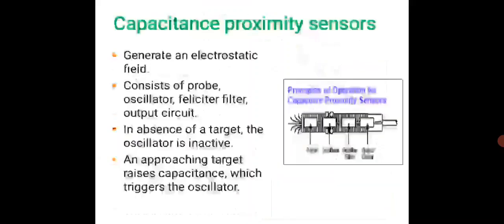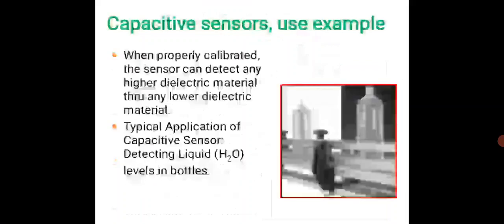And capacitance proximity sensors. Once you talk about capacitance, obviously it will generate an electrostatic field. You can see in the picture it consists of a probe, oscillator, filter, and output circuit. In the absence of a target or object, the oscillator will be inactive. Once a target approaches, the capacitance automatically rises, which will trigger the oscillator. This is the basic principle of capacitance proximity sensors. And a very good example of where these sensors are used: when properly calibrated, they can even detect a higher dielectric material through a lower dielectric material. So this is used, for example, when I want to detect H2O, that is, the water level in bottles.